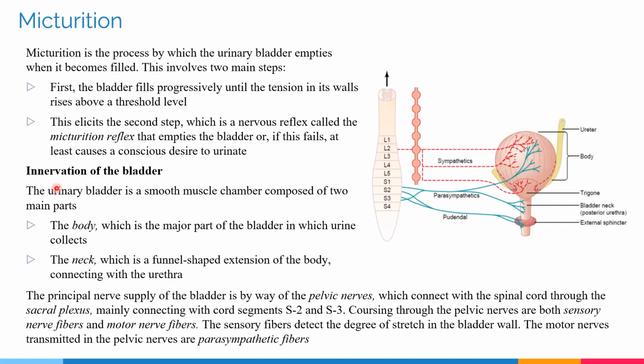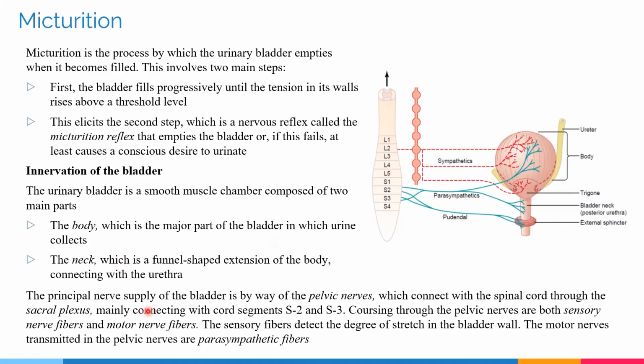Next, we look into the innervation of the bladder and how exactly the nervous system controls the micturition reflex. The urinary bladder is a smooth muscle chamber composed of two main parts: the body, which is the major part of the bladder in which urine collects, that is this balloon-like portion, and the neck, which is the funnel-shaped extension of the body connecting to the urethra, which is the portion right here.